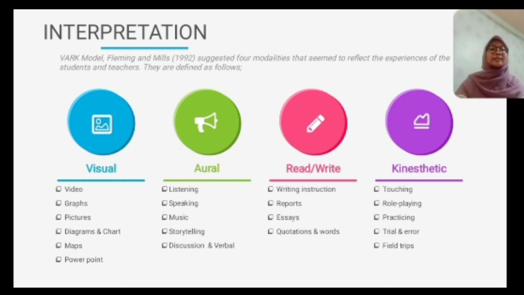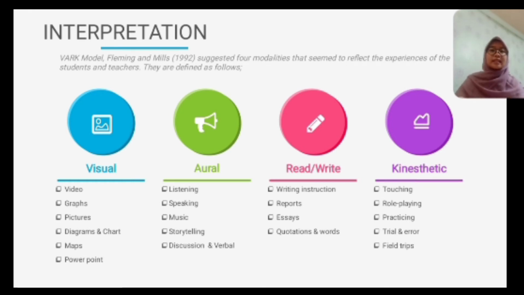The third is read. Read is the learning style that leans on the information displayed, such as writing, instructions, reports, essays. They like quotes and words. They usually rewrite ideas or information in different sentences. Or maybe they like to read the notes many times.